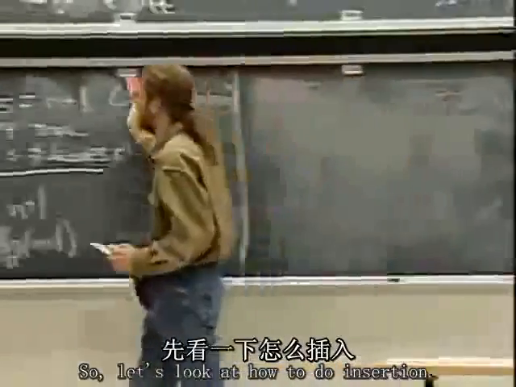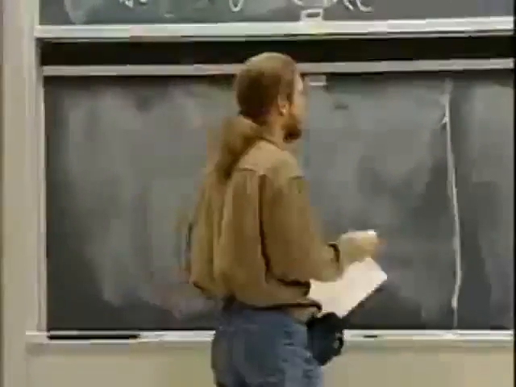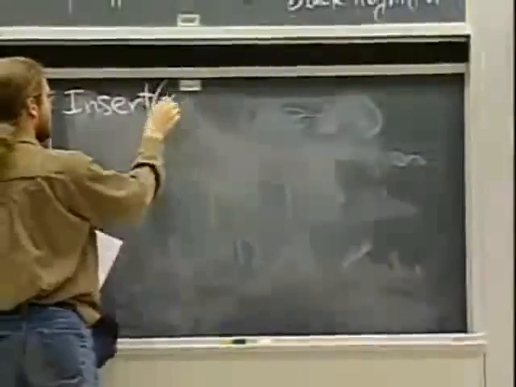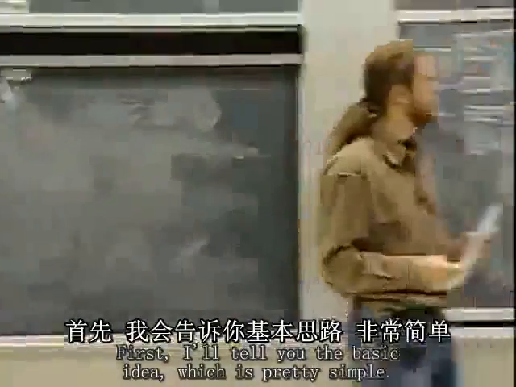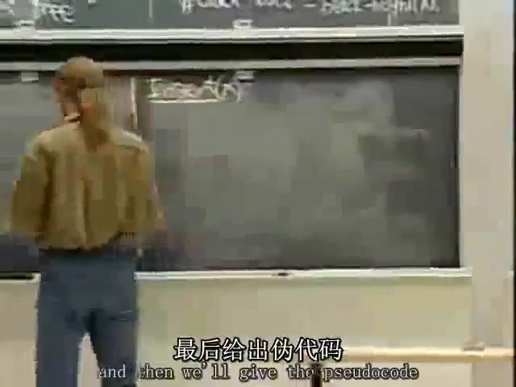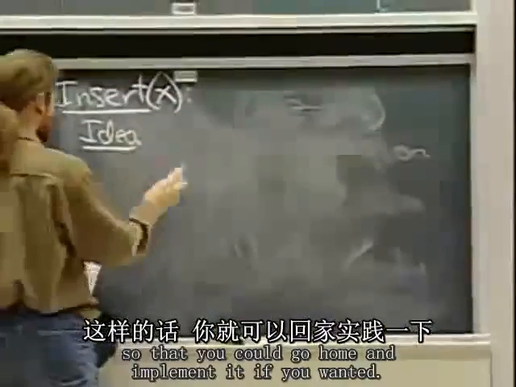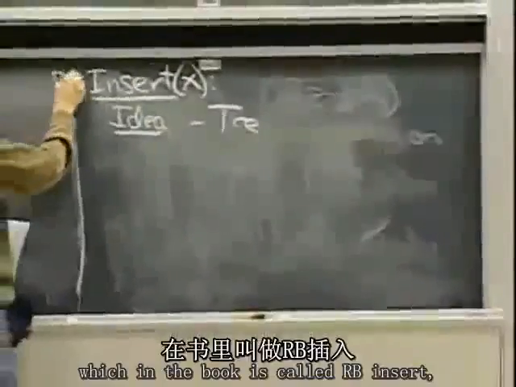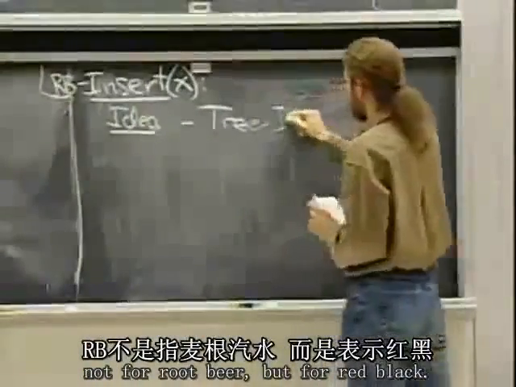So let's look at how to do insertion. We'll see it three times in some sense. First, I'll tell you the basic idea, which is pretty simple. I mentioned some of it already. Then we'll do it on an example, feel it in our bones, and then we'll give the pseudocode so that you could go home and implement it if you wanted. Okay, this is, I should say, red-black insert, which in the book is called RB insert. Not for root beer, but for red-black.